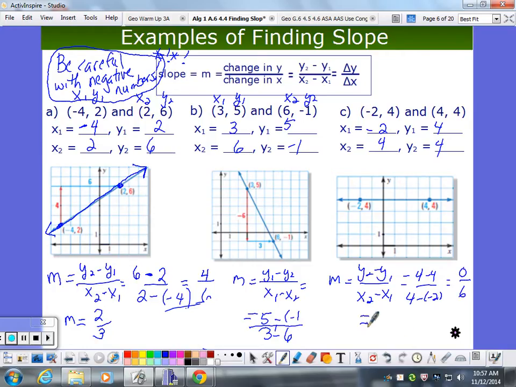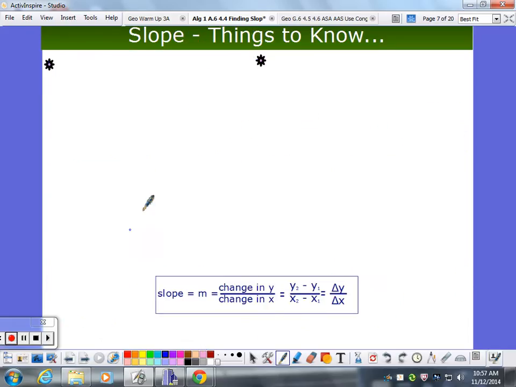Is this simplest form? What is 0 over 6? 0. Now let's think for a moment. Slope is 0. Look at this line. What kind of line do I have here? Horizontal, perfectly horizontal. Remember what slope is? It's a measure of steepness. How steep is a horizontal line? Think about it. 0. It's making sense, really. And then as you get steeper, you get some number bigger than 0. Slope is 0. All right, moving on here.